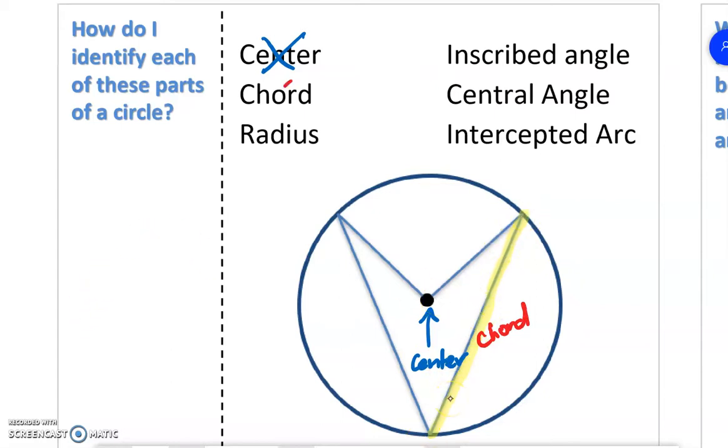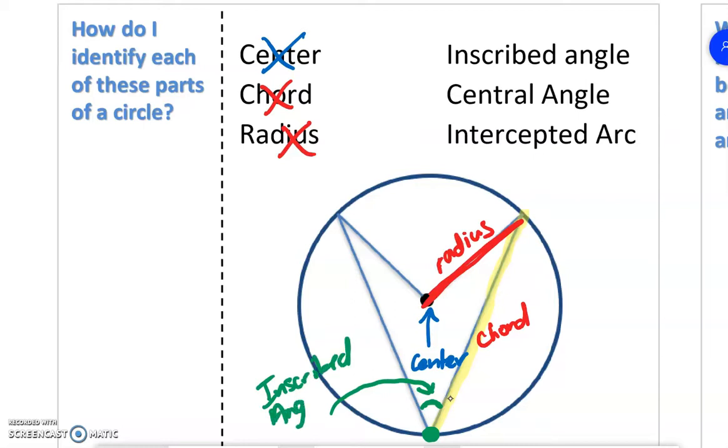That's considered a chord. A radius connects the center to the edge of the circle. This would be considered a radius. An inscribed angle is where the vertex is on the circle itself. This angle is an inscribed angle. The vertex is actually on the circle itself. We call that an inscribed angle.